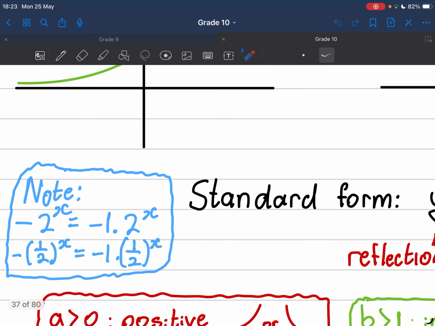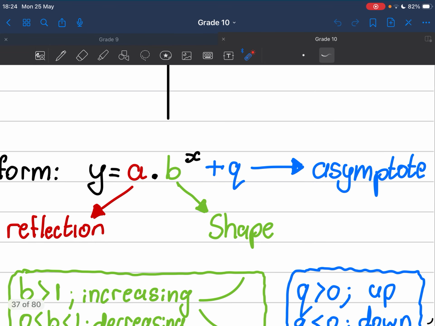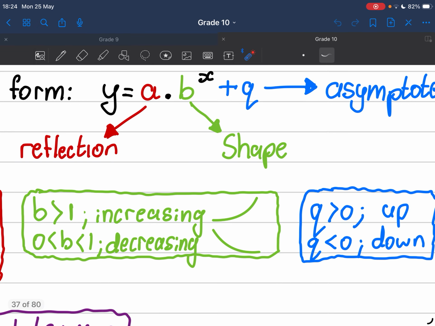For example, if you had negative 2 to the power x, the 2 is our b value. That's going to be a positive 2 to the power x. That negative forms part of the a value. We're going to talk about what that does in a second. If you had negative half to the power x, again, the b value is just half. The negative is negative 1, which is our a value. So b is only the shape, as you've seen.